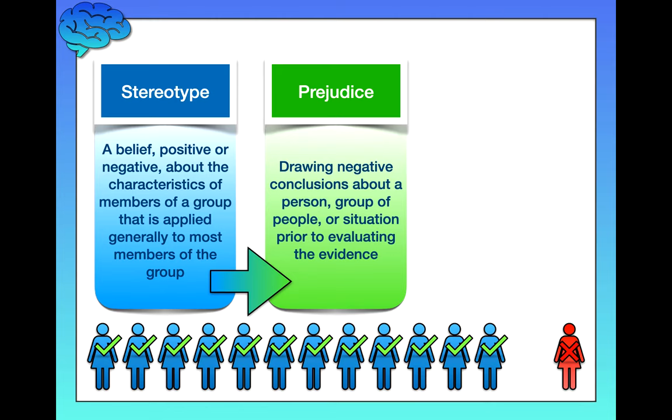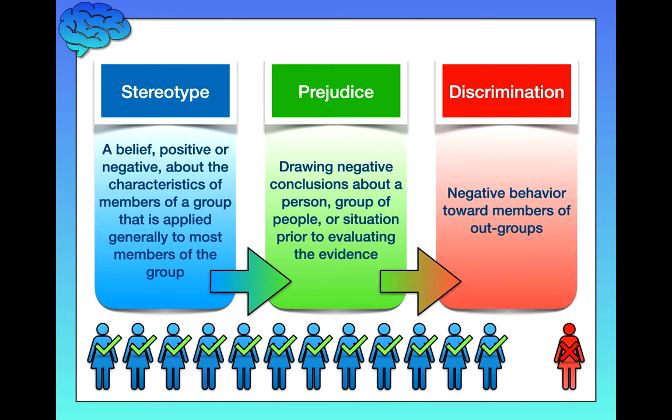Now, because of these negative emotions and these negative conclusions that you're coming to, prejudice often leads to discrimination, which is negative behavior towards members of an outgroup. And by the way, an outgroup is a group that we don't belong to or one that we view as fundamentally different from us, whereas an in-group, in contrast, refers to a group that we do identify with or see ourselves as belonging to. So I might be using that terminology quite a bit. Important to know. So just to summarize, stereotypes are beliefs, prejudice is an attitude, and discrimination is a behavior.